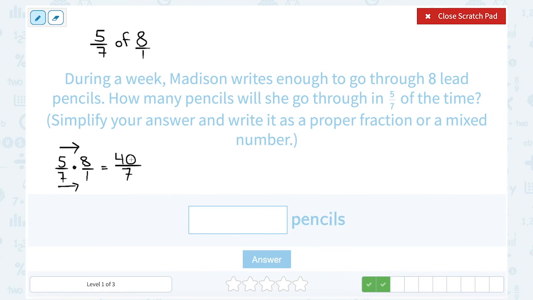Okay, now again, we have an improper fraction, and we want to write it as a mixed number. So the first step is to think, how many times will 7 go into 40? Well, it doesn't quite go in 6 times because that would be 42. It does go in 5 times, right? And 7 times 5 would give us 35. So that accounts for 35 out of my numerator or top, which means there's another 5 left over out of 7.